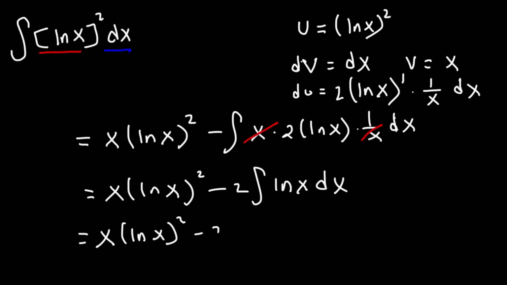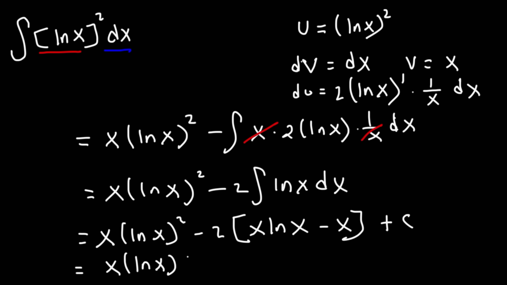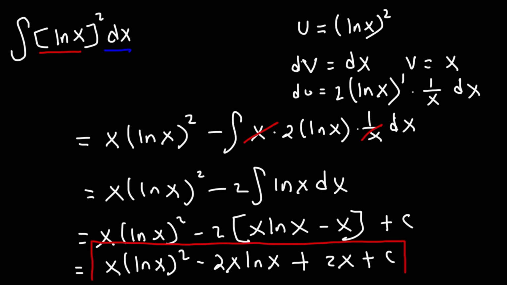So this is going to be minus 2, and then we can replace this with x ln x minus x. Now let's go ahead and distribute the 2. So our final answer is going to be x times ln x squared minus 2x ln x, and then negative 2 times negative x, that's going to be positive 2x, and then plus c. So this is the indefinite integral of ln x squared.